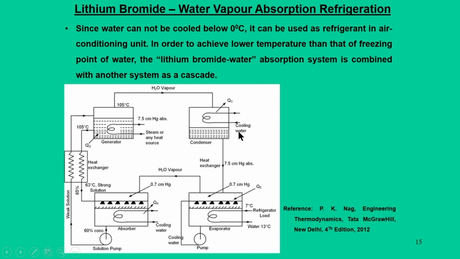Another important aspect is that water has a limitation: we cannot cool it below 0 degrees centigrade. So, when a lithium bromide water vapor absorption system is used in practice, it is only used for comfort cooling, where the cooling requirement is higher than maybe 5 to 8 degrees centigrade. So, it is a comfort cooling system, and it can be used in combination as a cascade system with any other unit.